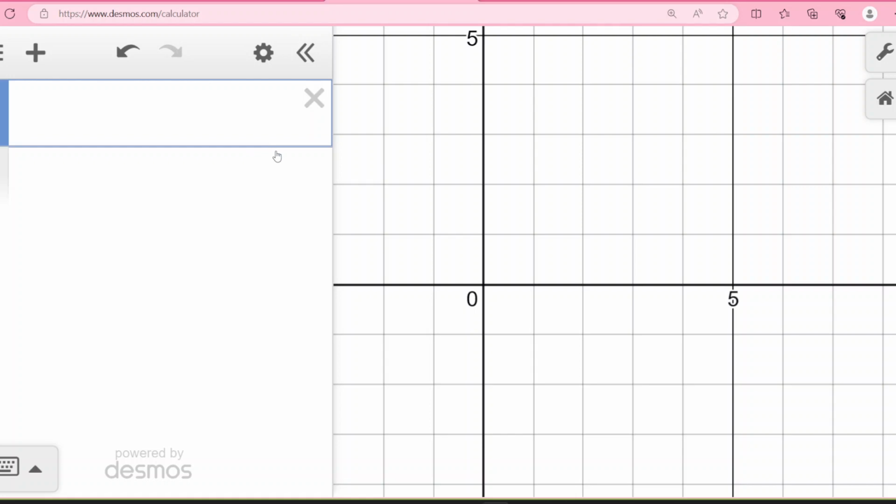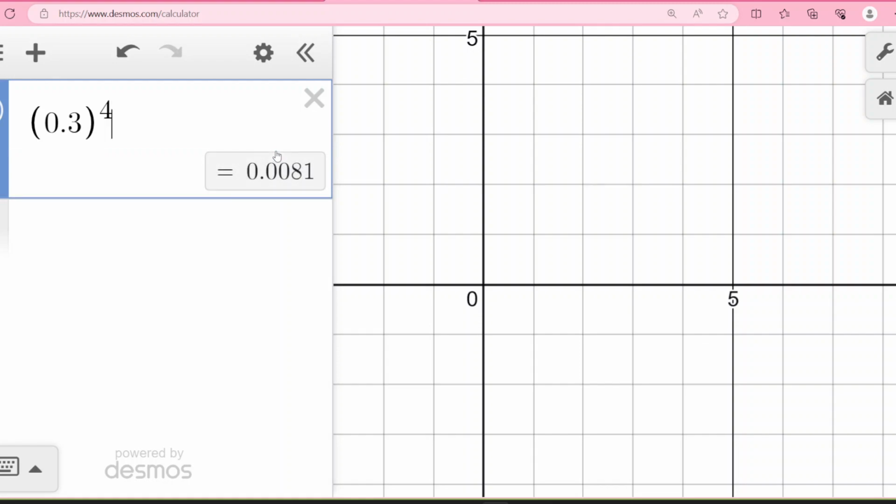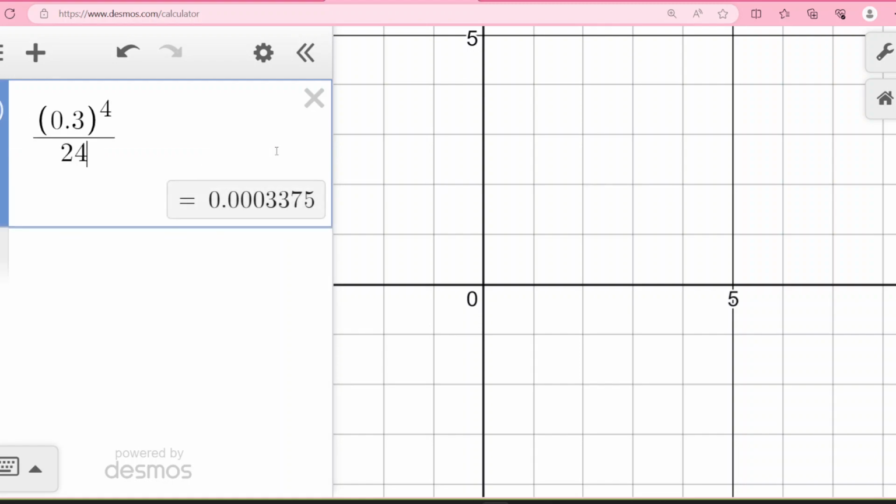Let's get rid of all this stuff from the previous problem. So 0.3 to the fourth power divided by 4 factorial, which is 24, and then rounded to 6 decimal places is 0.000338, because the 7th decimal place is 5 or higher. Now, it's starting with 0.000 here, so the error is not going to be bigger than this. That means that if we were to use the third Maclaurin polynomial and plug in 0.3, we'd get an approximation of the cosine of 0.3 that would be accurate in the first 3 decimal places.